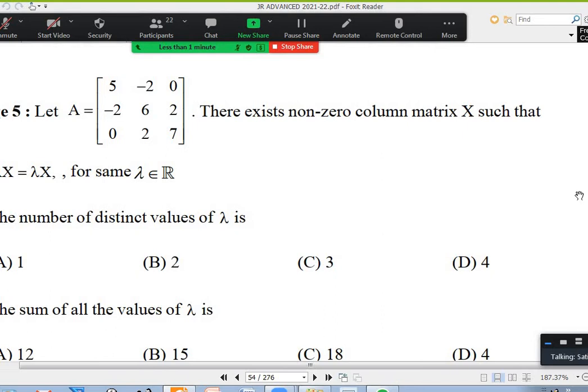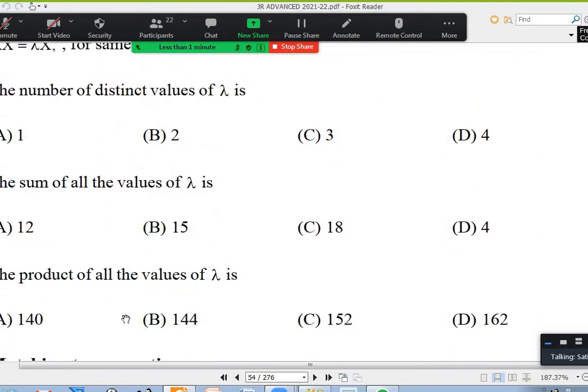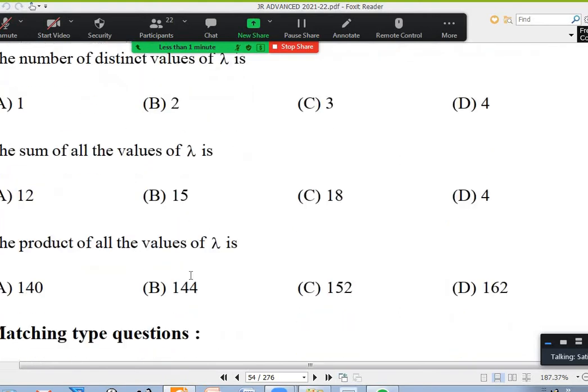So you find A minus lambda I. From A you subtract lambda I, take that equal to 0, and you'll get a cubic equation. From that you have to find the lambda values. A cubic equation will come and you can find some of the roots.